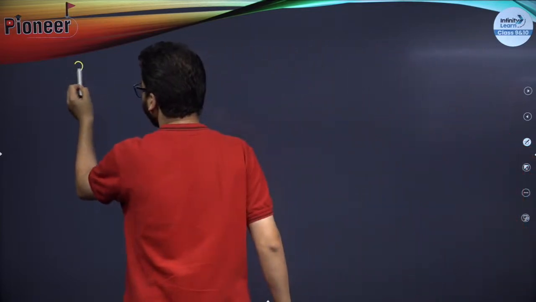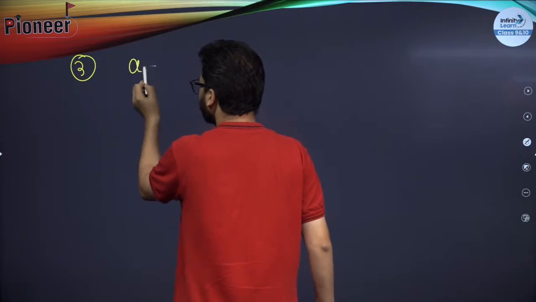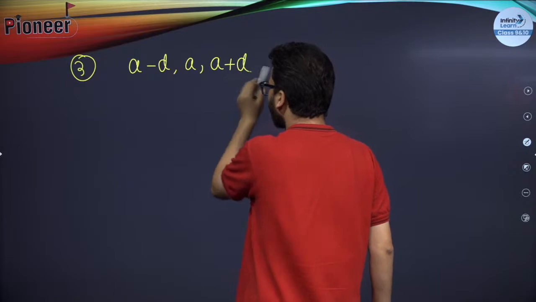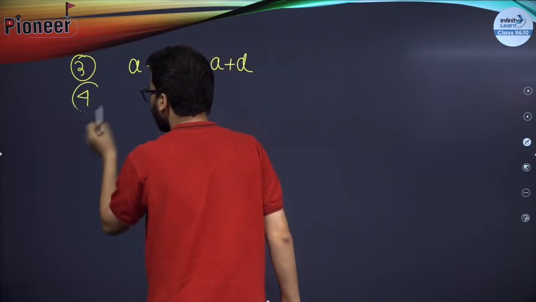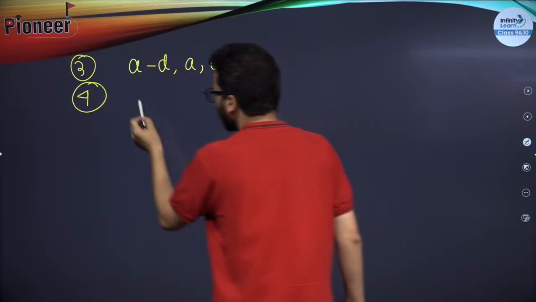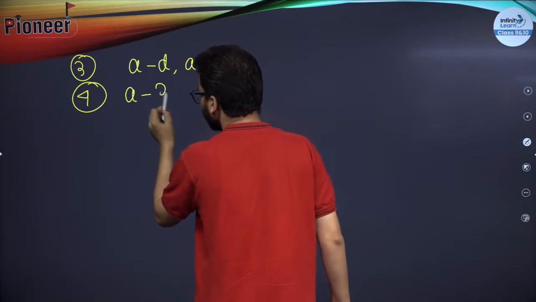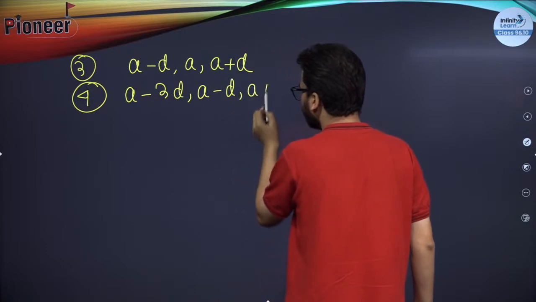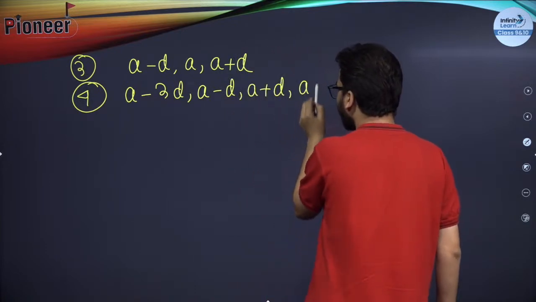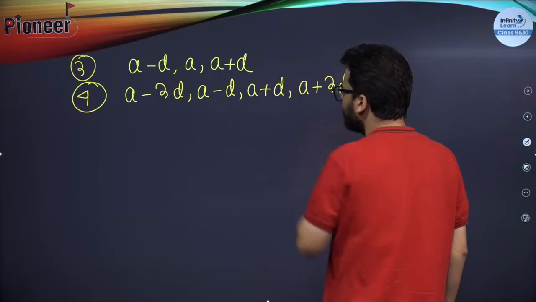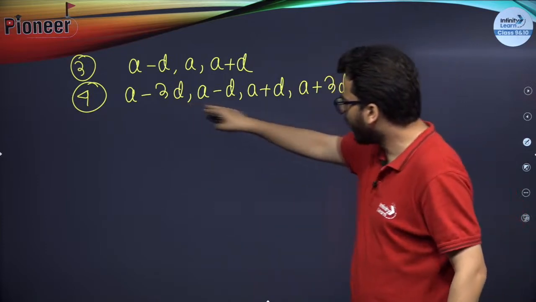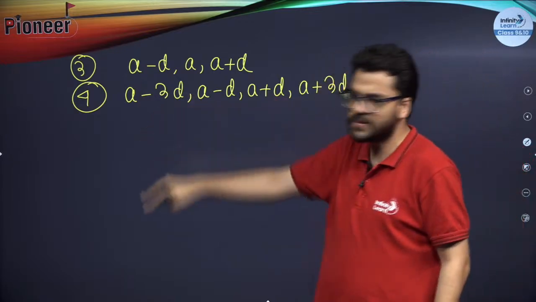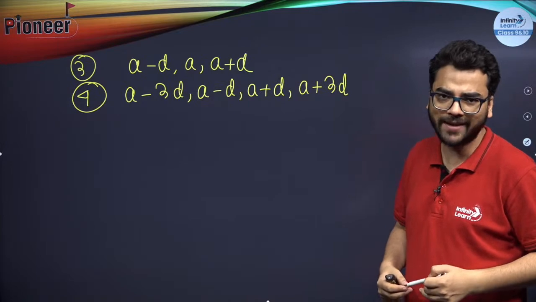For 3 terms, if you have to assume in AP, assume it like this: a minus d, a, a plus d. It will save your time. For 4 terms, if you assume the numbers in AP, you have to assume it like this: a minus 3d, a minus d, a plus d, a plus 3d. Correct? Then only the common difference will be same. You cannot assume in the form of a minus d when there are 4 terms in AP. You will not be able to do like that, okay?